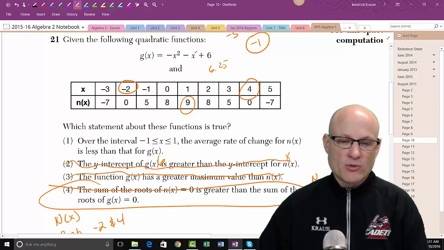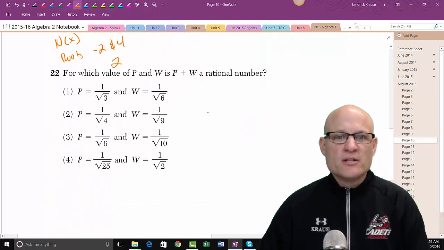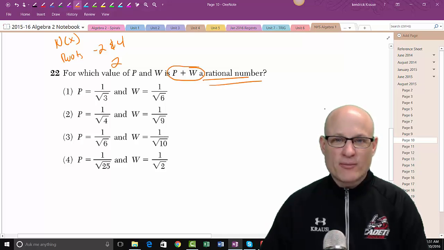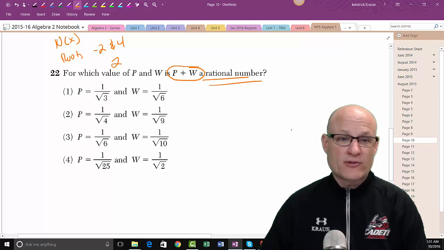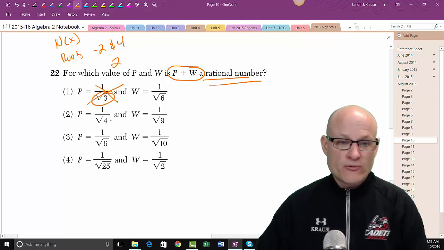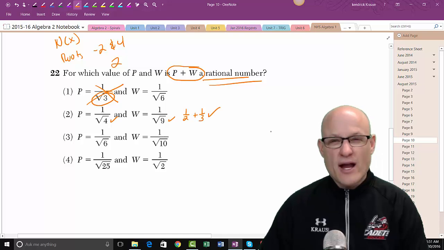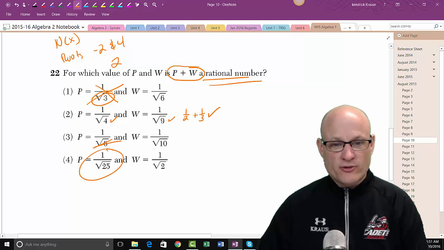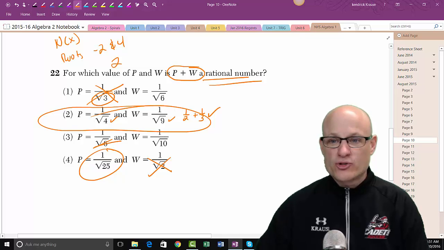And I don't even have to get into number 1, because I don't want to. We want a rational number, and we're going to add two things up, and I want a rational number. So the two things I'm adding better be rational. The square root of 3 is not rational. The square root of 4 is rational. 1/9 is rational. So this really becomes 1/2 plus 1/3, and I can add two fractions up and that would be rational. Square root of 6 is not rational. Square root of 25 is rational, but the square root of 2 is not rational. So the big winner is number 2.